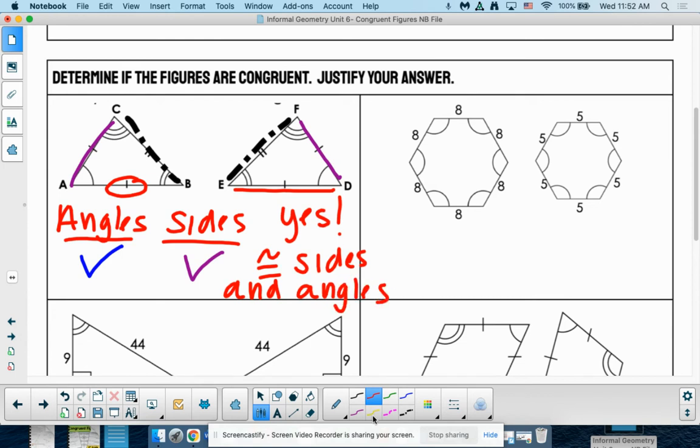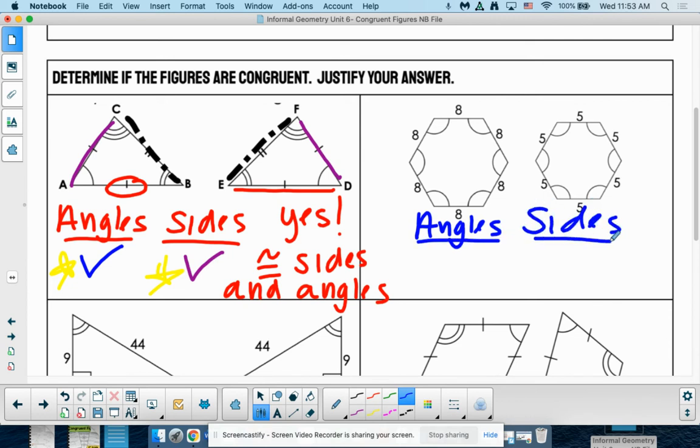But I want to see this part, you guys, on your paper, okay? So that's why I know how you check it. You check your angles and your sides. All right, let's try the next one. Again, put angles, sides. This is how you can justify your work.